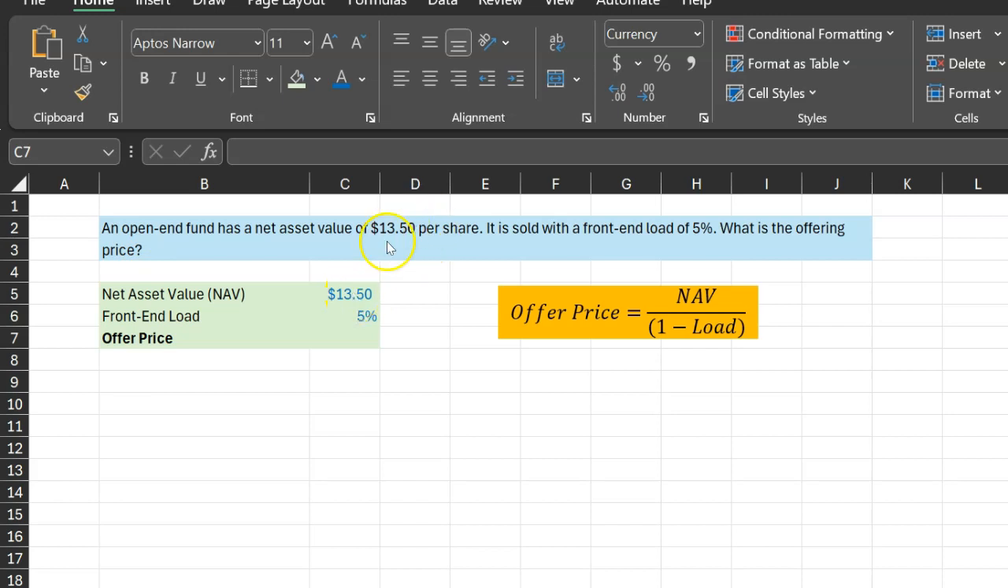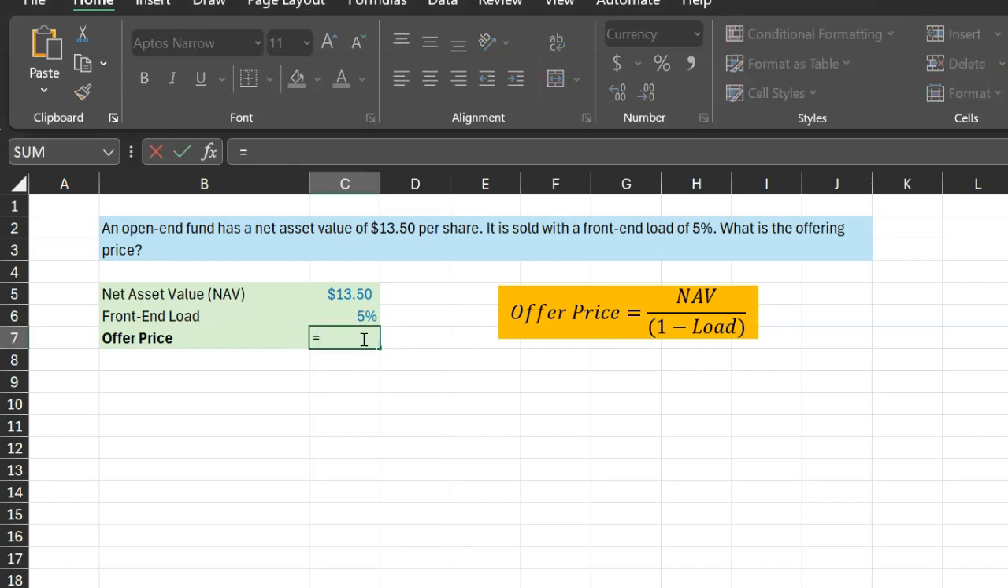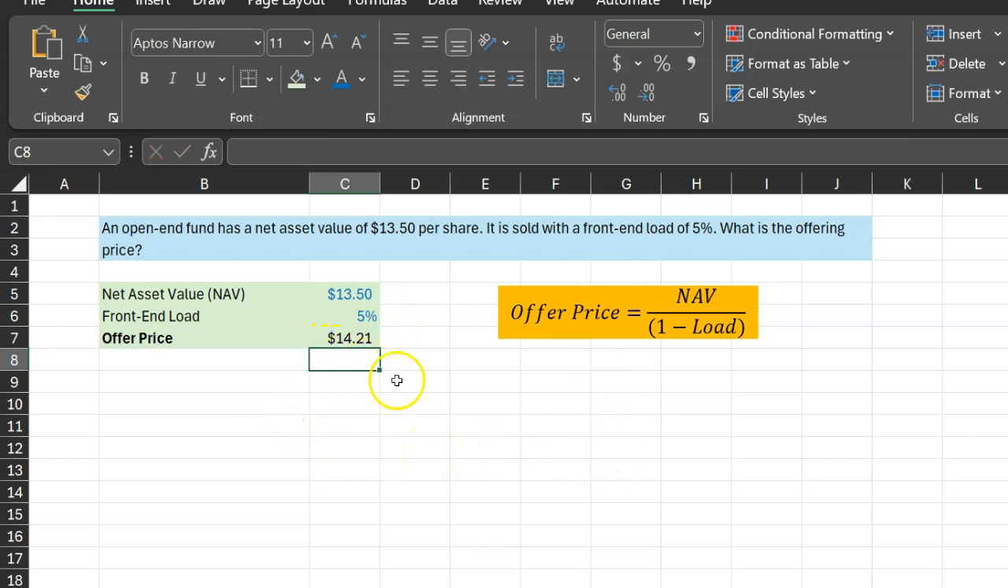So I've jotted down the information that is given to us, the net asset value, the front-end load. We are tasked to find out the offer price. And as I just showed you, the offer price is essentially the net asset value divided by 1 minus the load or the sales charge. So really all you have to do is say equal to 13.50 divided by 1 minus the sales charge or the front-end load. And if you do this, you get $14.21. So that is the offer price. Simple as that. Let's try one more.